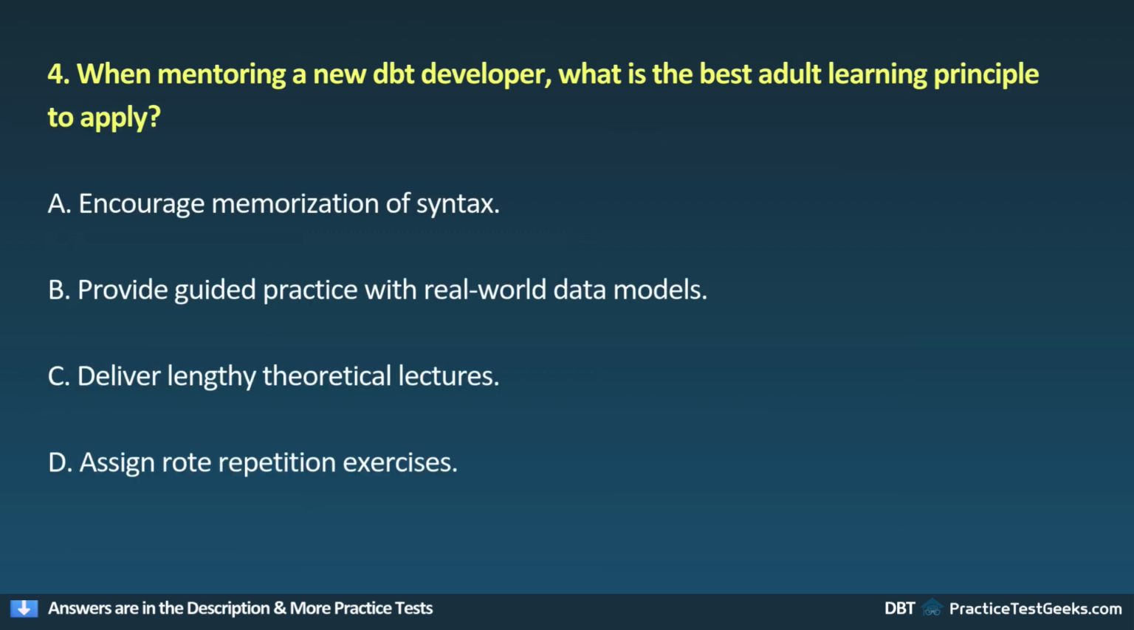4. When mentoring a new DBT developer, what is the best adult learning principle to apply? A. Encourage memorization of syntax. B. Provide guided practice with real-world data models. C. Deliver lengthy theoretical lectures. D. Assign rote repetition exercises.